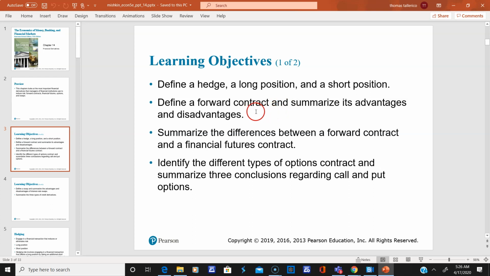All right, so we're going to define a forward contract, and then we're going to summarize the advantages and disadvantages, and talk about the difference between a forward and a futures contract. We're going to identify the three types of option contracts, and we're going to talk about calls and puts. So there's going to be a lot of terms involved here with the contracts.